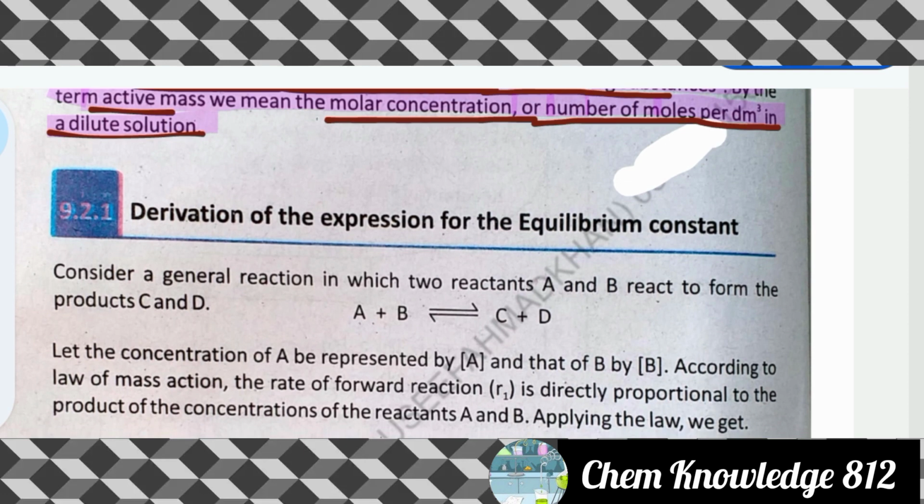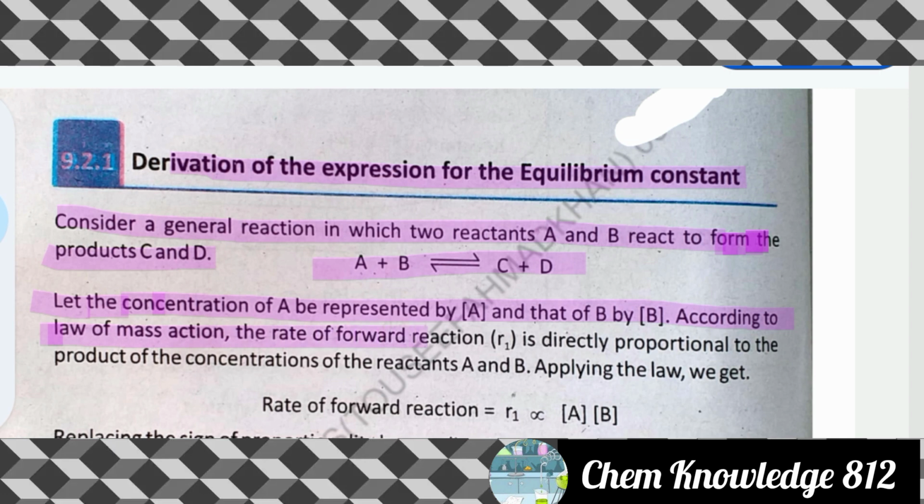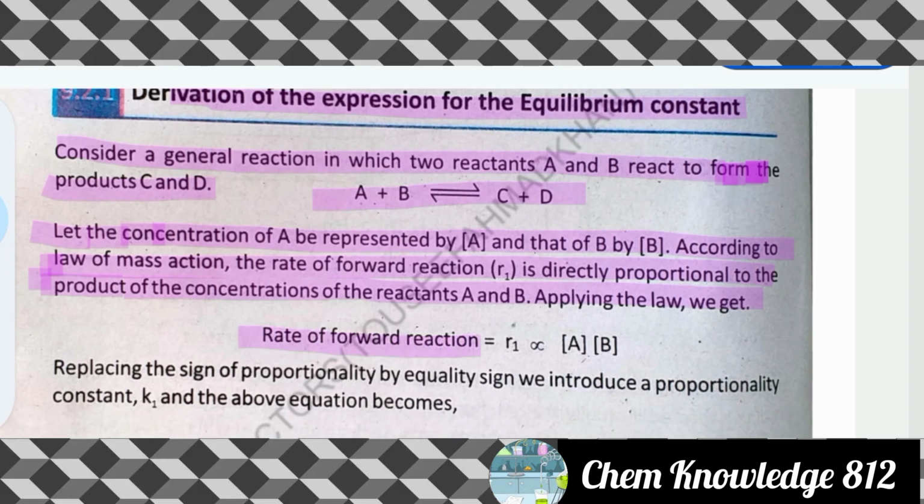of the reactant substances. Now let's come towards its derivation. Derivation of the expression for equilibrium constant. Consider a general reaction in which two reactants A and B react to form products C and D. So this is A and B react to form C and D. So according to the law of mass action, let the concentration of A be represented by [A] and that of B by [B]. According to the law of mass action, the rate of forward reaction is directly proportional to the product of the concentration of the reactants A and B. Applying the law, we get the rate of forward reaction, we can say this is R1, is directly proportional to the product of the concentration of the reactants A and B.